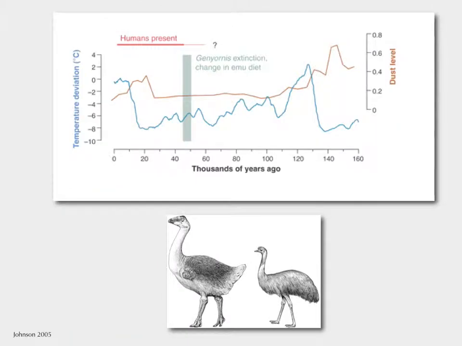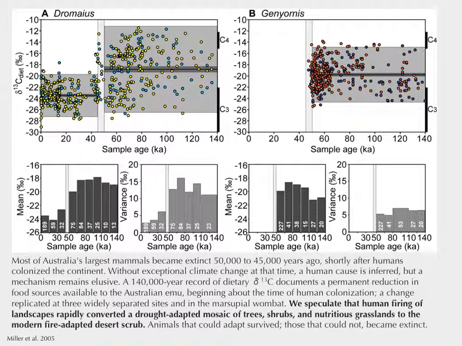Okay. So remember, climate isn't changing at this point, right? So climate's not changing, but the plants around are changing. So the hypothesis they're advancing is that humans start burning the landscape, which purposely kills C4 plants, and so you're left with mostly C3 plants. And so those that eat mostly C4 plants in the mixture die out, and to survive, switch what they eat. Okay, so again, this is a case of habitat change caused by humans, rather than hunting by humans leading to extinctions.